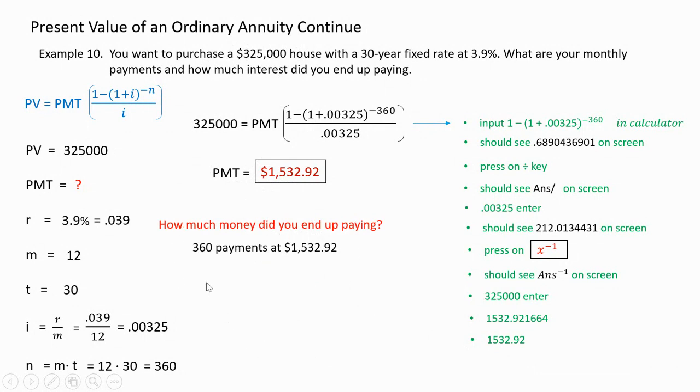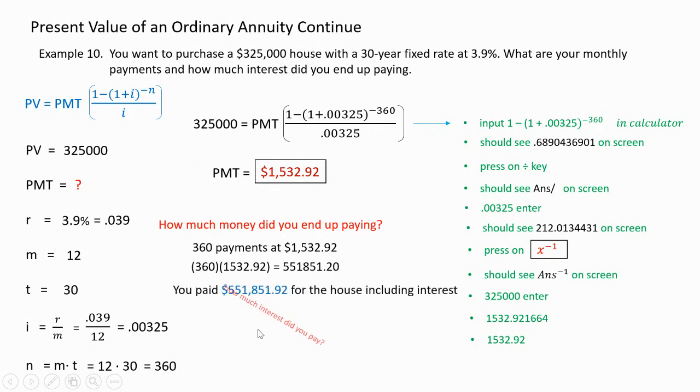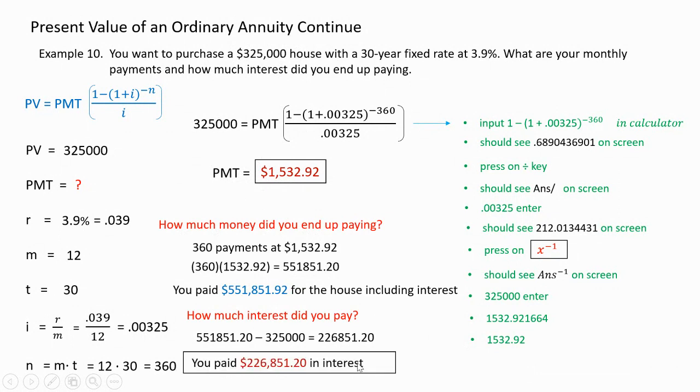So how much money did you end up paying? So we multiply that 360 times the payments, which gives us $551,851.20. So how much was it that you end up paying extra? You see, guys, you end up paying almost $250,000 extra, guys. So you end up paying $226,851.20.